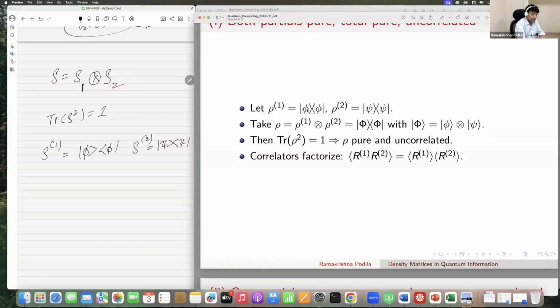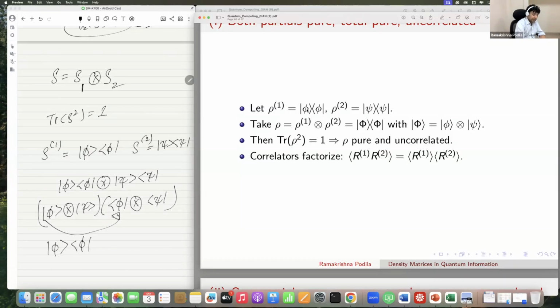So I can make this phi tensor product with psi. This is the same as saying if I have phi tensor product with psi, then the first one multiplies the first one, so you get phi, and the second one multiplies the second one, so you get psi. So I can express these states as separate mixtures. They are pure and uncorrelated. Are you with me?